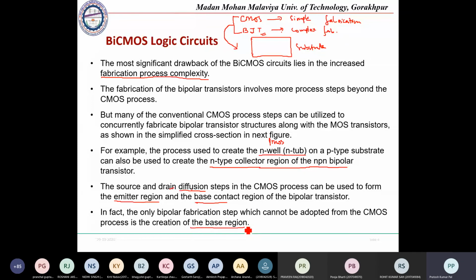The creation of the base region is different in the case of BJTs, because there is no such structure made in the CMOS fabrication steps. So there is no extra step there. In BJTs, this step will be required separately. That will be a separate step that cannot be reused from the CMOS process. All other steps in the fabrication are similar. So from a fabrication point of view, it will be quite complex compared to CMOS logic.